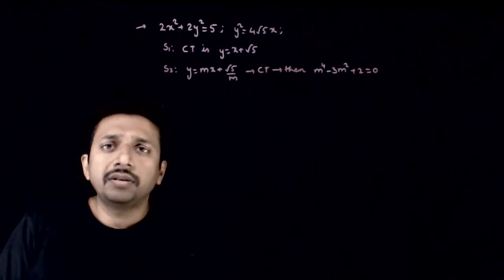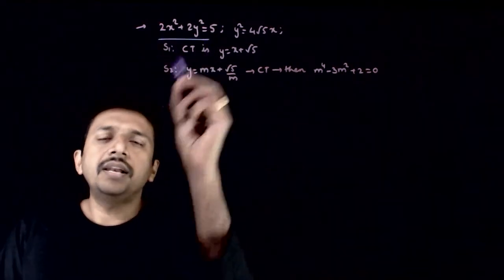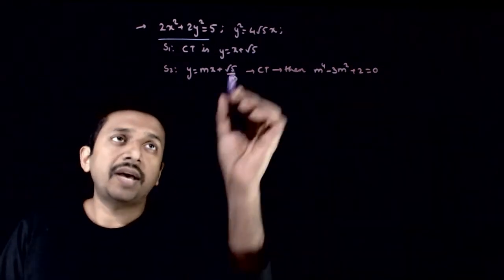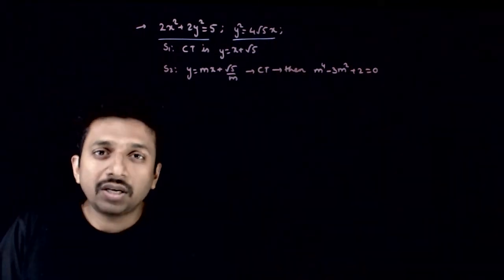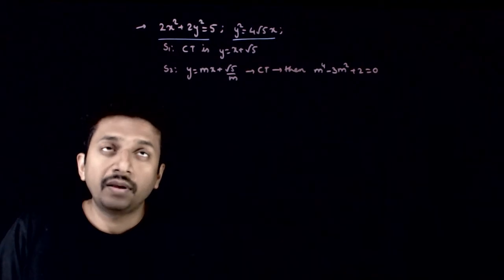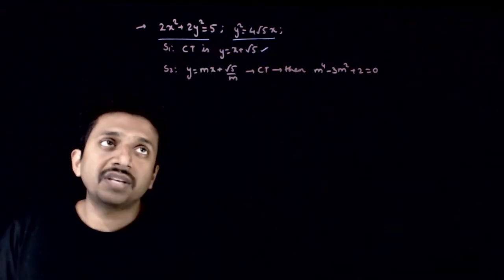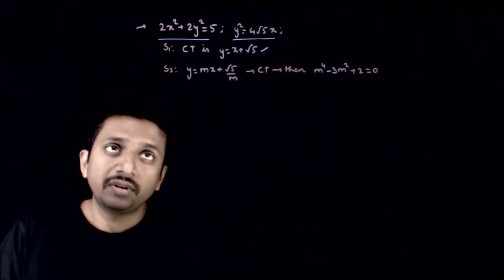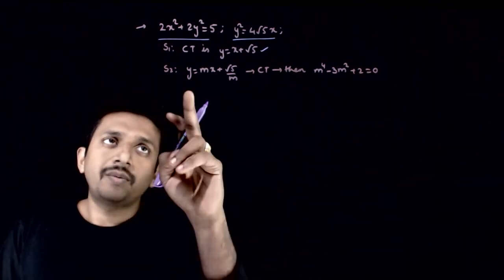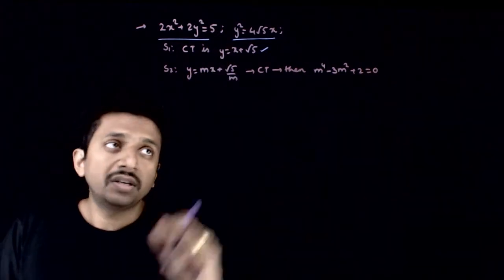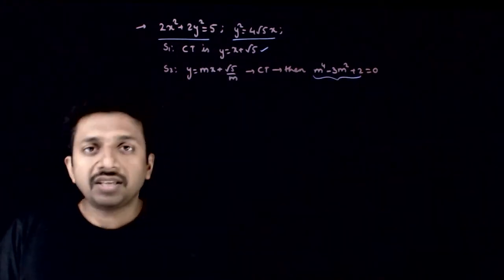Welcome students. In this question you're given a circle 2x² + 2y² = 5 and the parabola y² = 4√5 x. The first statement is: the common tangent to these two curves is y = x + √5. The second statement is: y = mx + √5/m is a common tangent to these two curves. Then this equation is valid.